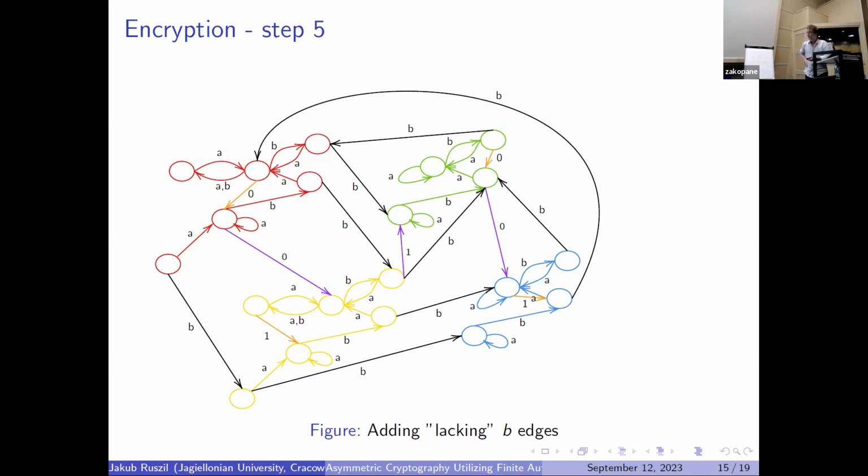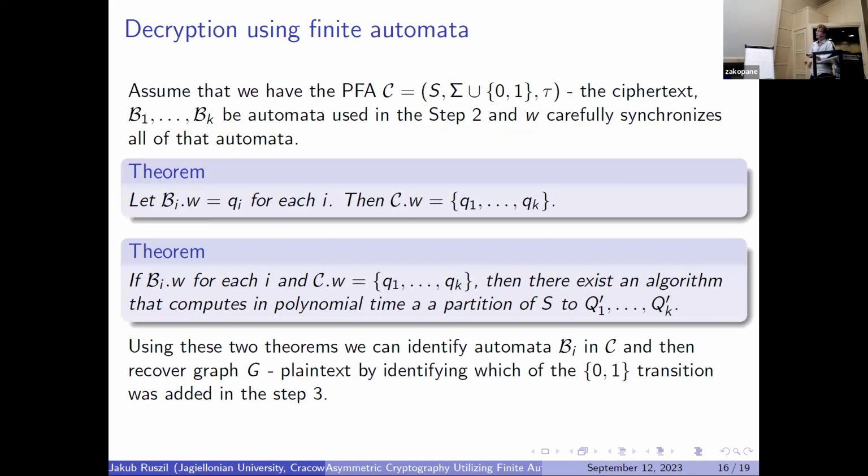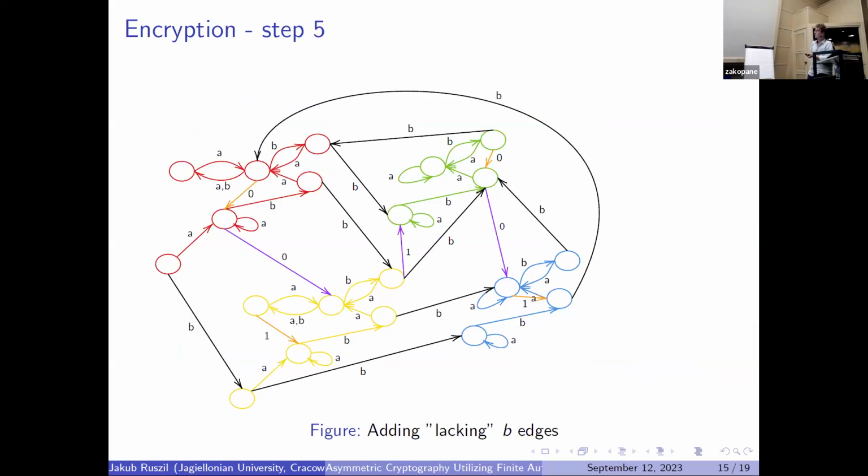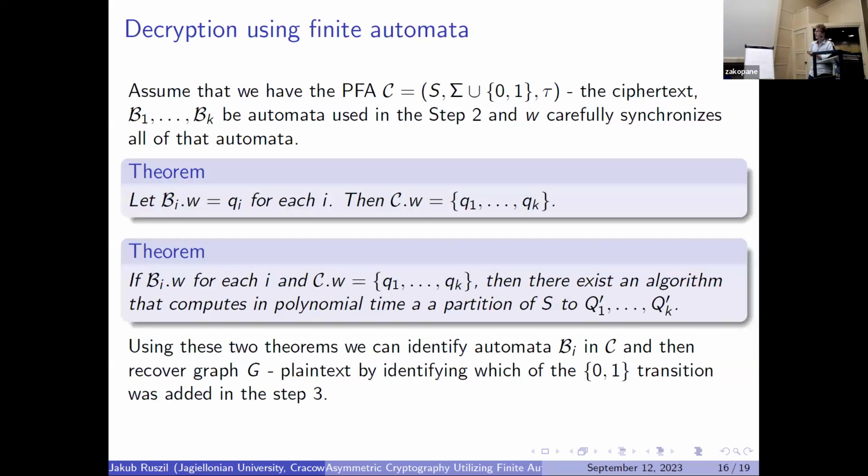And actually, what we obtain here is a ciphertext. So now let's go to the decryption, which is actually, I think, really simple, because then we know that every one of those automata is carefully synchronized by the same word. So we can apply the word W to that construction, and we will end up with exactly 4 vertices: one from the red automaton, one from green, one from yellow, and one from blue. And that is the first theorem actually.